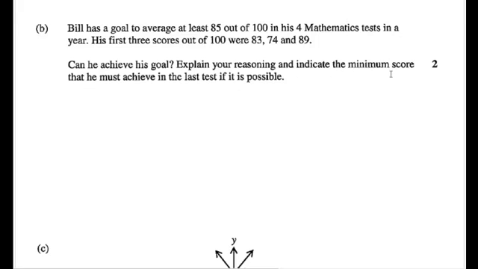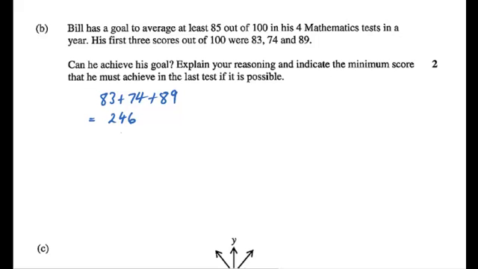Bill has a goal to average at least 85 out of 100 in his 4 mathematics tests in the year. His first 3 scores out of 100 were 83, 74, and 89. Can he achieve his goal? Alright, so actually this was done quite well, but a lot of people didn't show much working. So if you got it wrong, what you needed to do was, first of all, add up those first 3 marks. So 83 plus 74 plus 89.